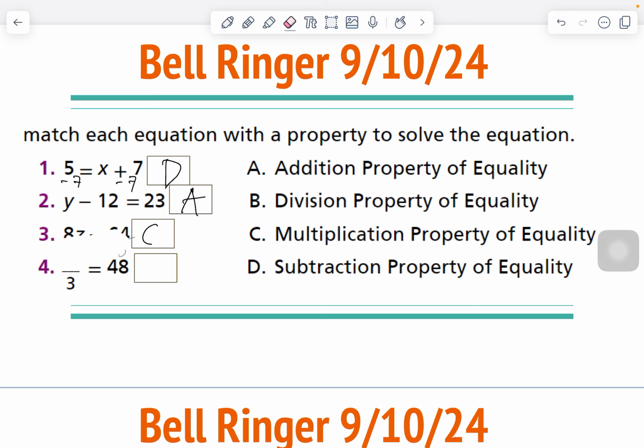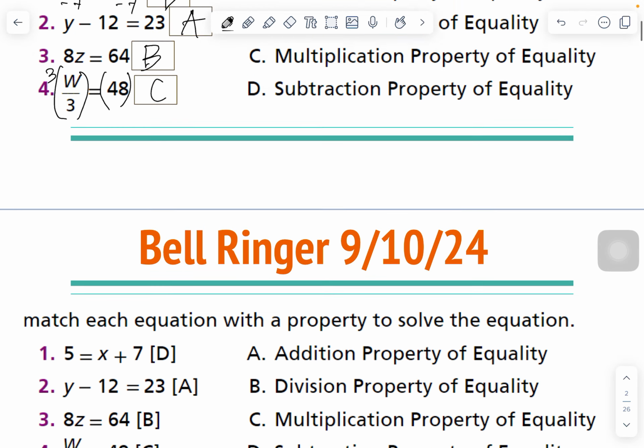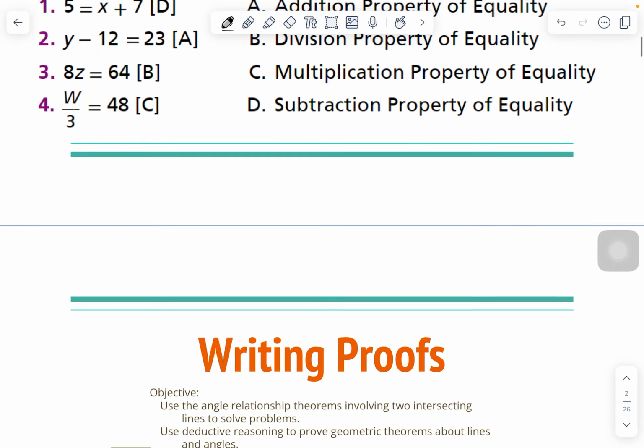And next, the last one would be this one. So we multiply it by 3 both sides to find the value of w. Oh, I'm sorry, this should be B, division property, because we divided it, and this one is multiplication, which is that one. All right, so here it is: D, A, B, C.